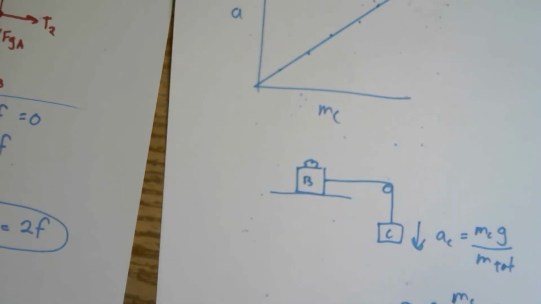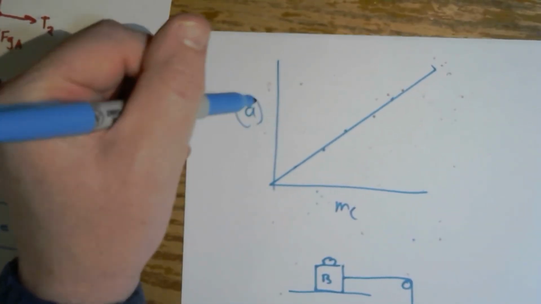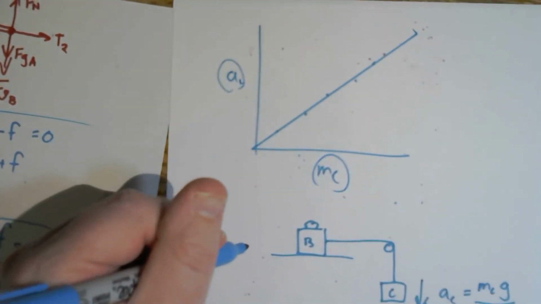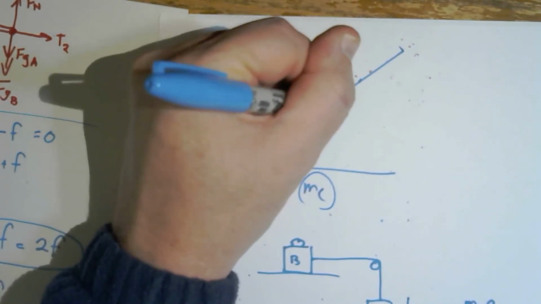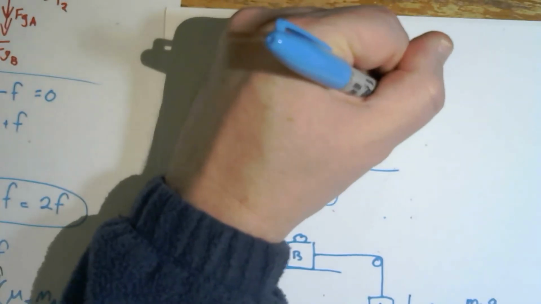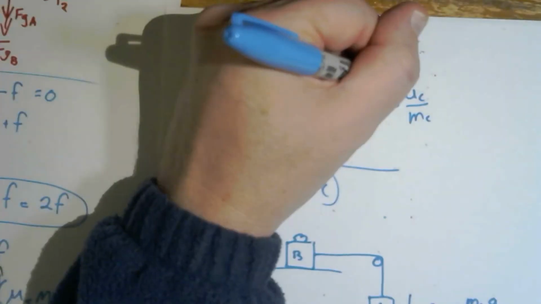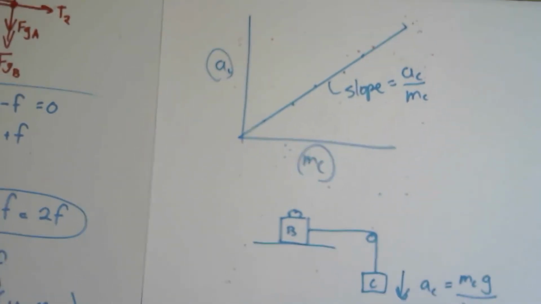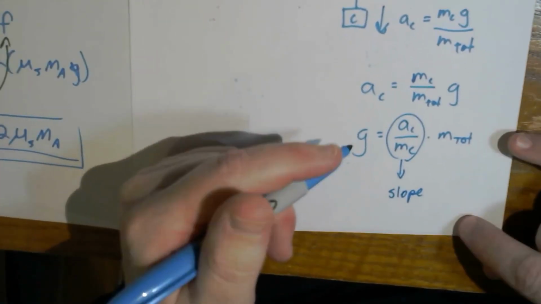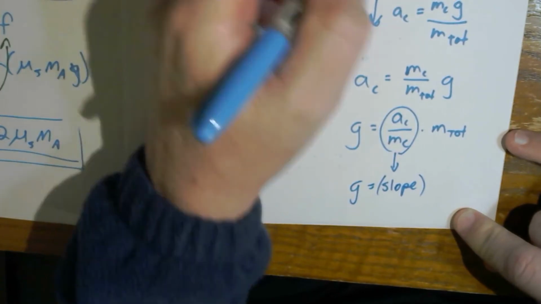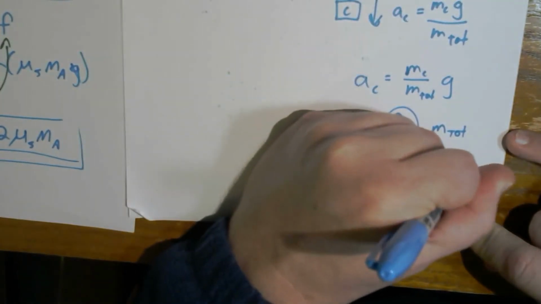And the reason why I arranged it like that is because my graph gives us the acceleration AC, and it also gives us mc. So if I looked at this, the slope of this line, which would be the rise over the run, would be AC over mc. It'd be delta A over delta M. And so this term right here, AC over MC, is my slope. So to find G, all I need to do is take the slope of that line and multiply it by my total mass.